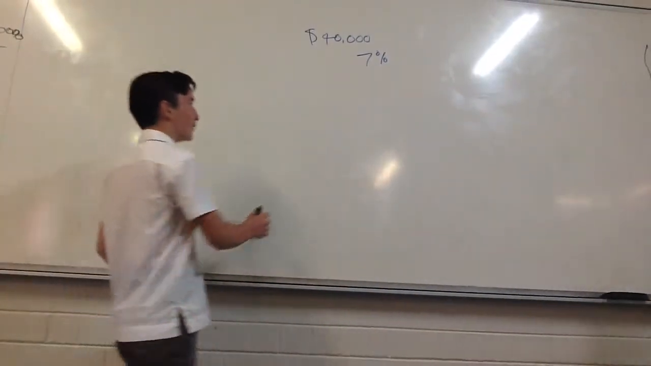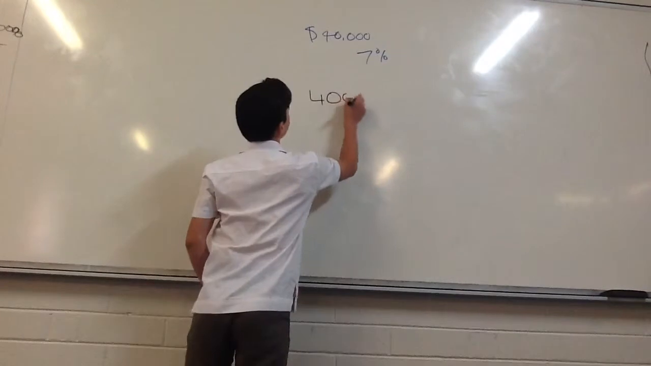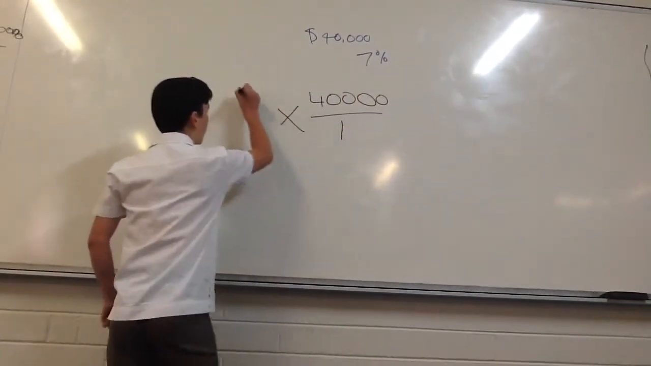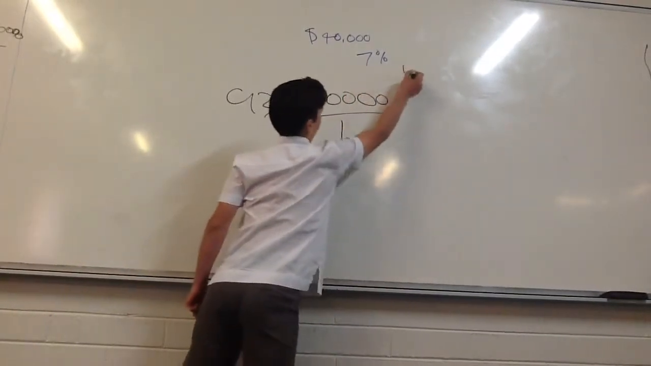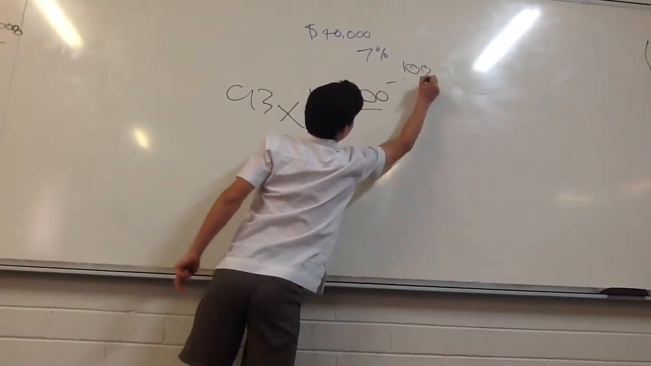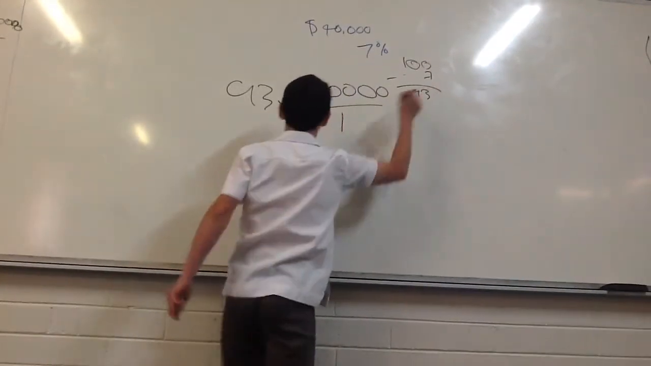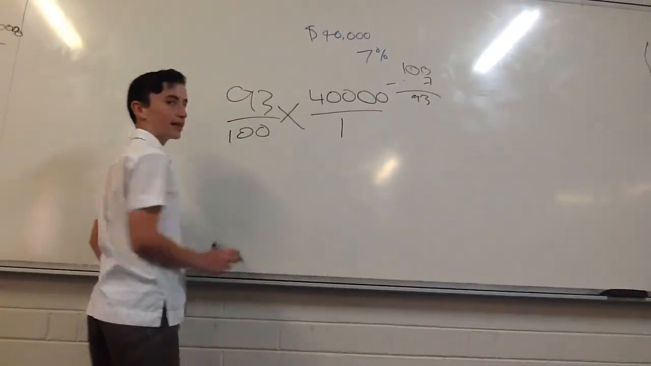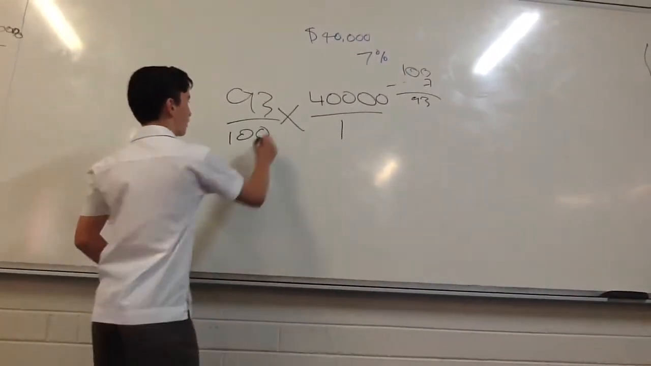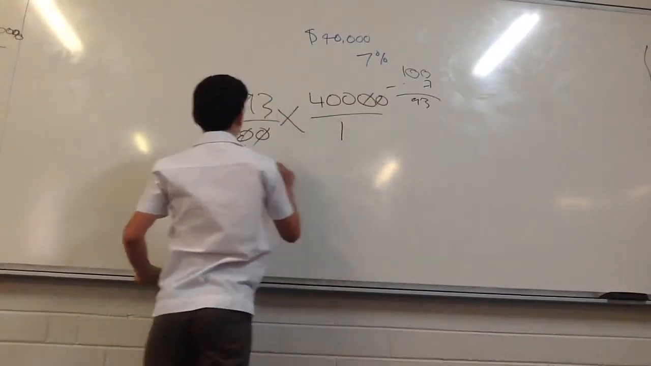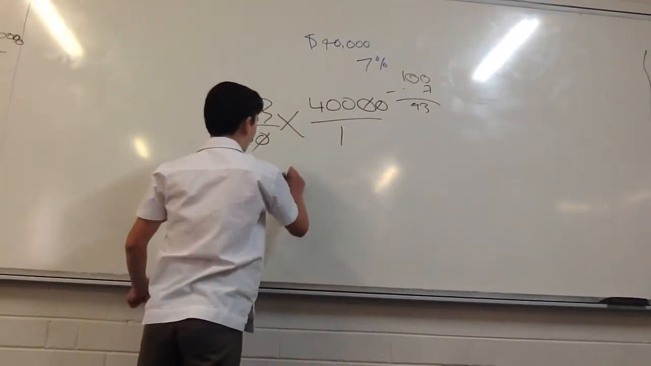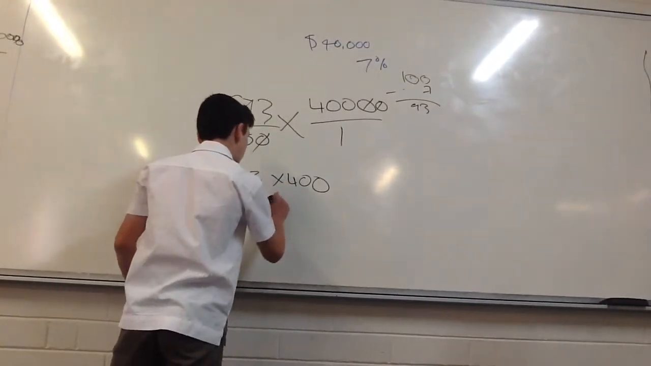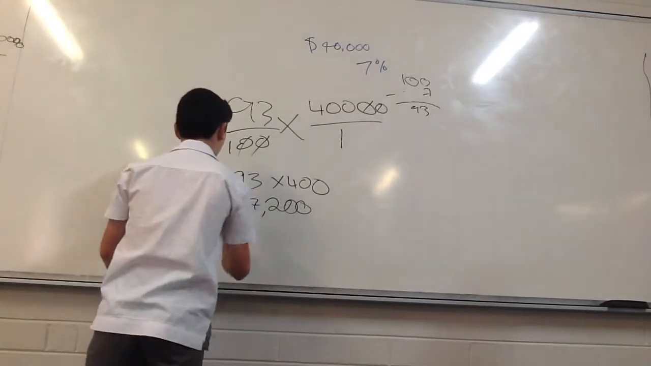Okay, so for this one, we do 40,000 over 1 times 93, because we're doing 100 minus 7. And then we do that, so 93 over 100. So we're trying to find out what it'd be without the 7%. And let's cancel that down. So then it equals 93 times 400, which equals $37,200.